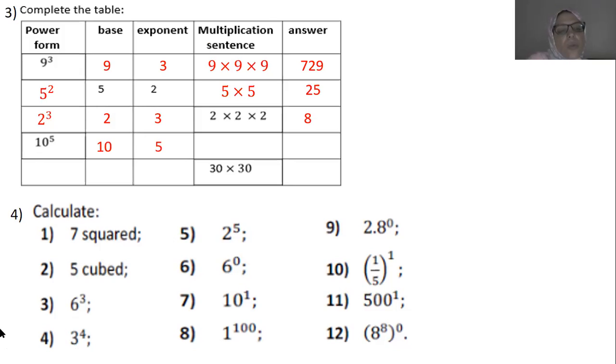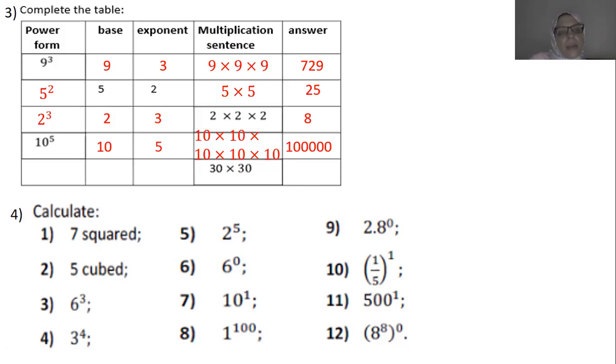Let us write 10 to the power 5 as a multiplication sentence. We multiply again 10 by itself 5 times. So we write 10 times 10 times 10 times 10 times 10. Yes, if we multiply them, we get 100,000.